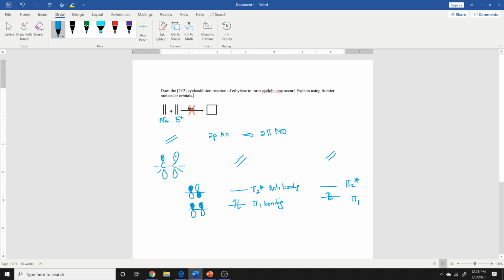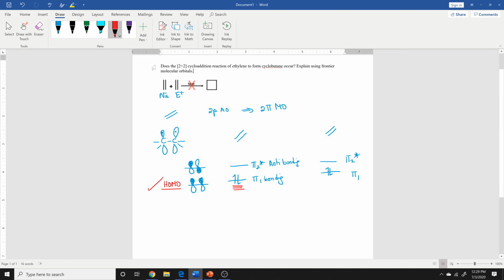So if I want to consider that first ethene, I want to pick up the highest occupied molecular orbital. The highest occupied molecular orbital for the first ethene is going to be this one, because it does have 2 electrons in there. And this is the molecular orbital that is occupied. So the first ethene acts as a nucleophile. I have to pick its highest occupied molecular orbital.